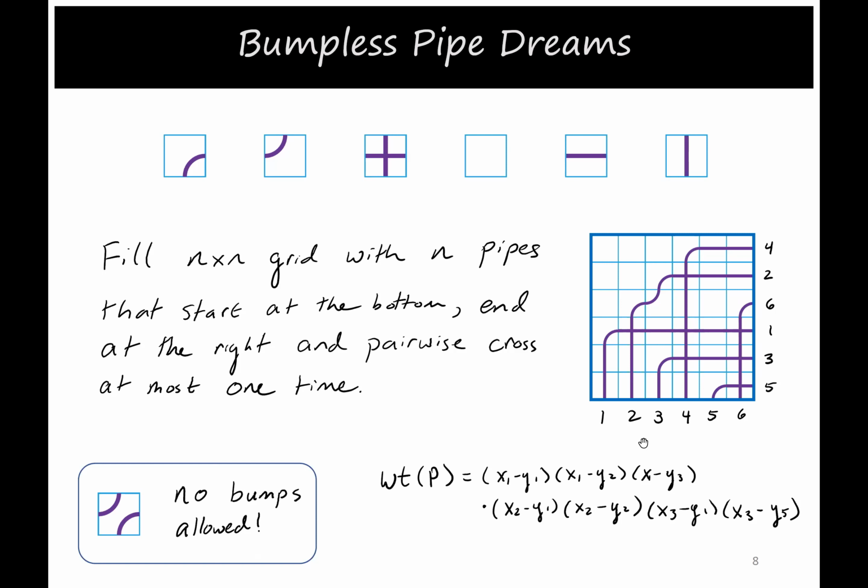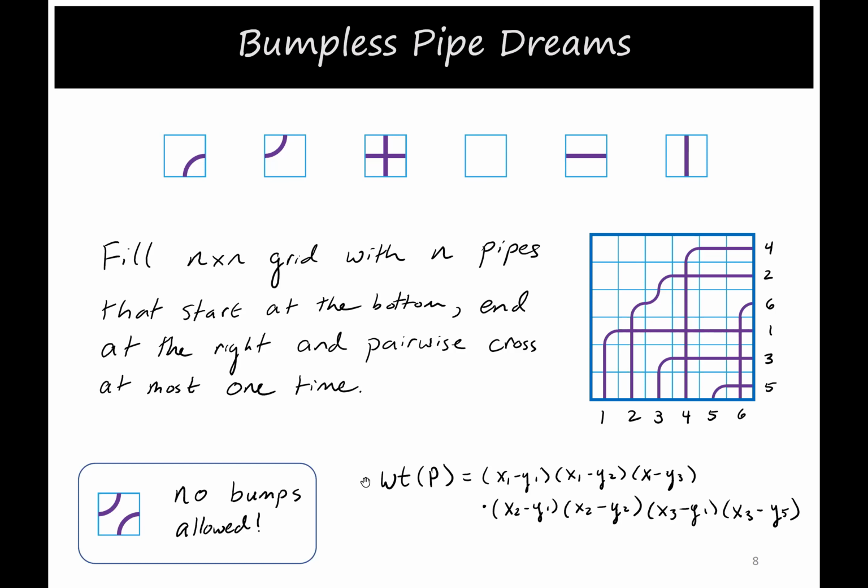So we can look at how these things trace out a permutation, and we can associate to them a weight, which is again a product of a bunch of binomials. But this time, the binomials are not tracking the positions of the crossings, but rather the positions of the blank tiles. So for bumpless pipe dreams, the blank tiles are the important part. For instance, here we happen to have a blank tile in row 1 and column 2, and that gets associated this binomial x1 minus y2.